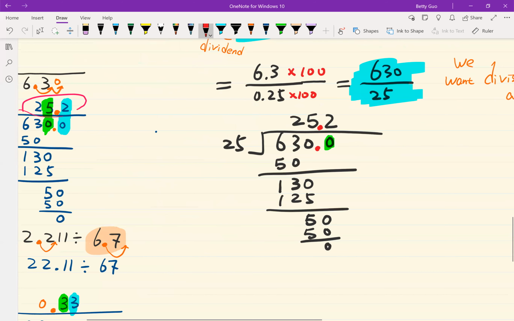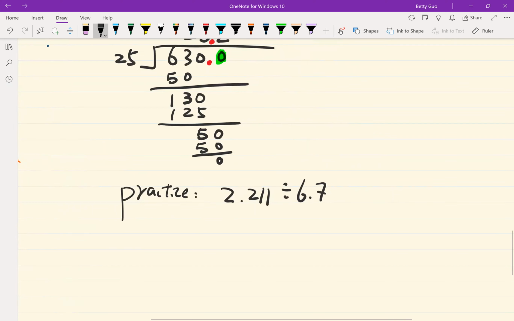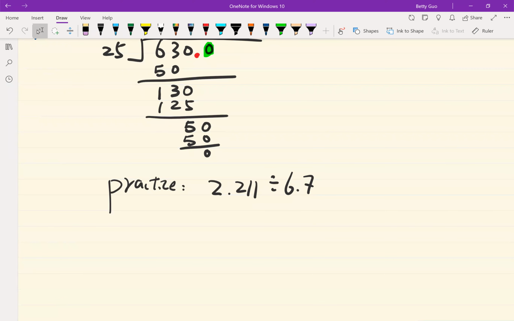You try this practice: 2.211 divided by 6.7.